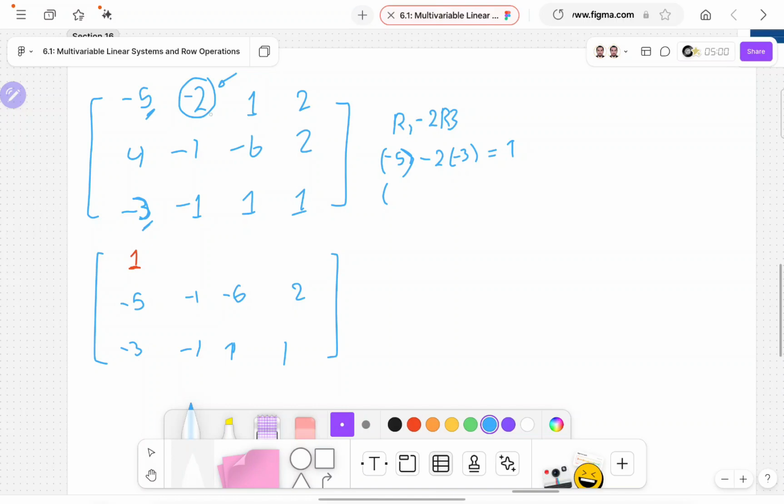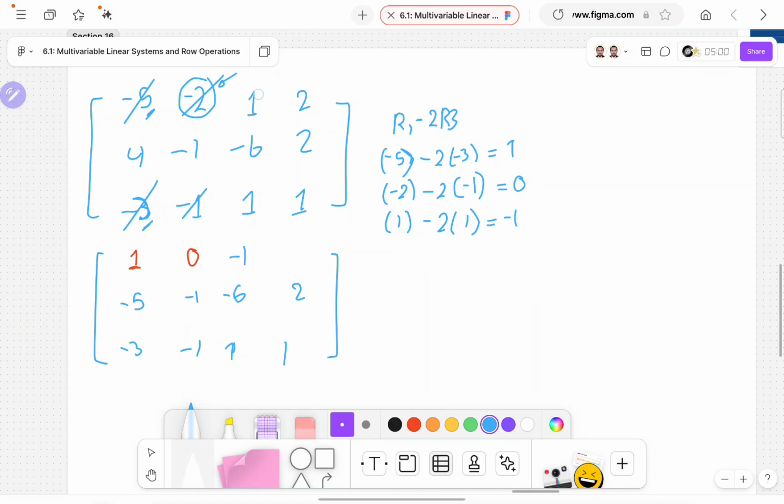Then let's continue. Now negative 2 minus 2 times row 3, which is negative 1. So the answer here, negative 2 plus 2, is equal to 0. So this value here becomes 0. Then next, we have 1 minus 2 times row 3, which is equal to 1. So the answer is 1 minus 2, which is equal to negative 1. So the answer here is negative 1.